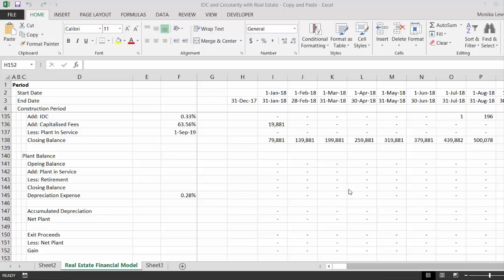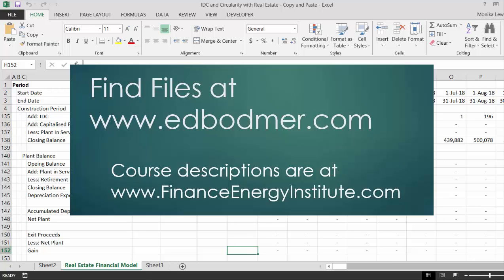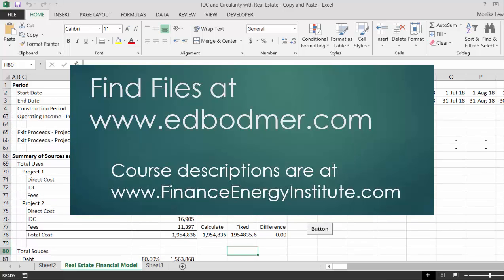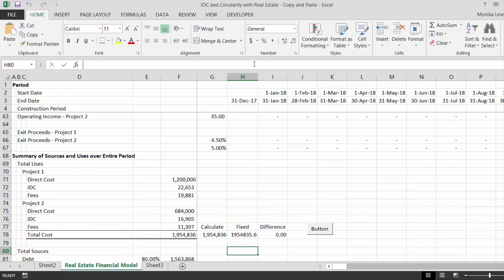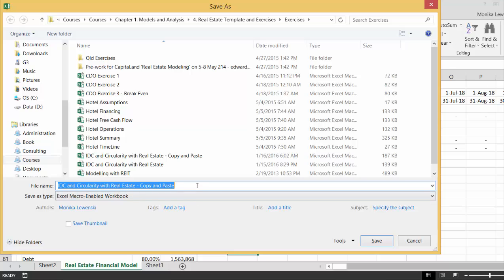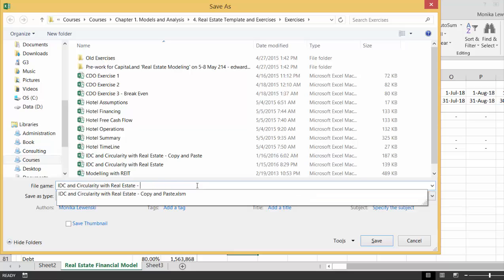Okay, this is a video where I'm going to try to resolve the circular reference with a function. Now, it's going to be a pain. The first thing I'll do is resave the file, and I'll call it a function.